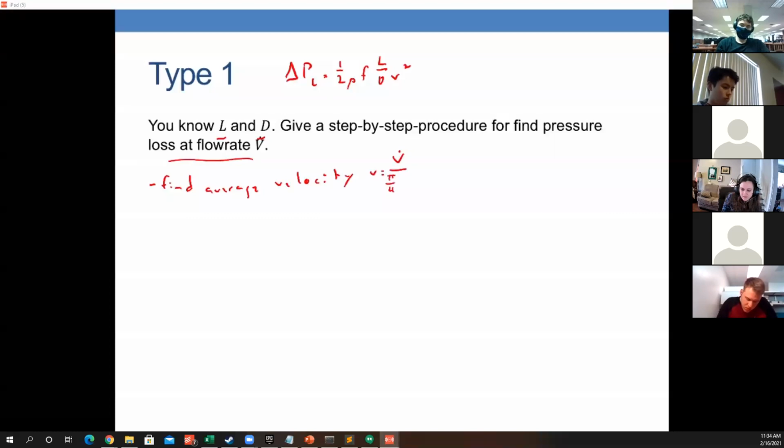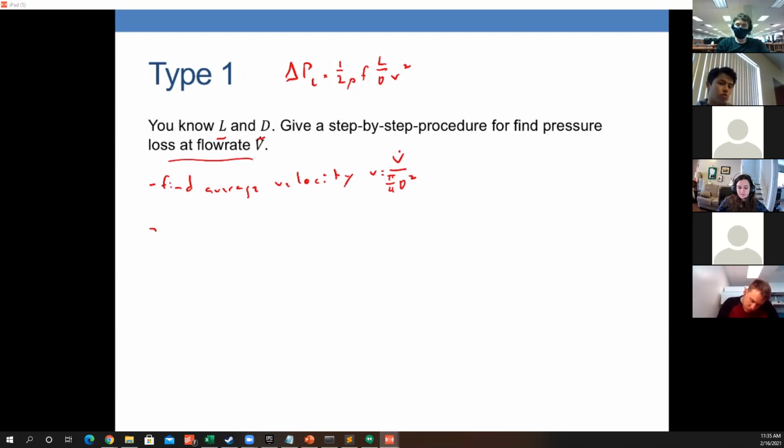And then for finding f, do we use the internal pipe flow friction factors, or the ones that we just learned with the Colebrook equation? The Colebrook equation is what you use for turbulent flow. So first you kind of need to figure out whether this is laminar or turbulent flow, right? Yeah, that makes sense. So how would you do that?